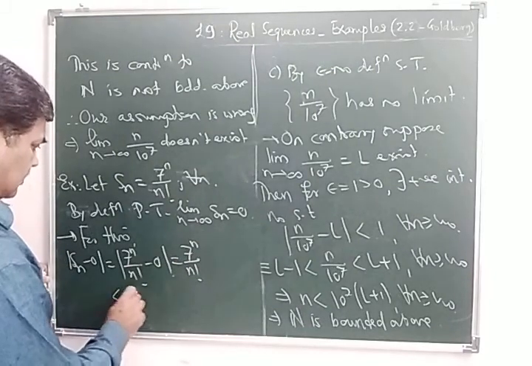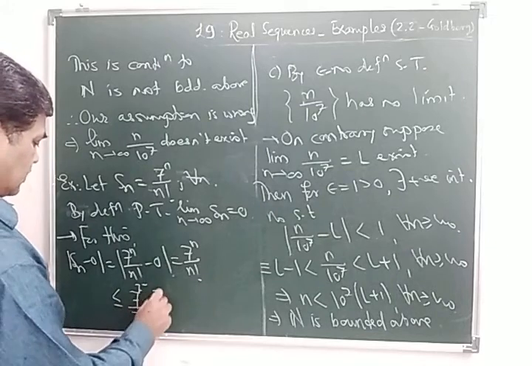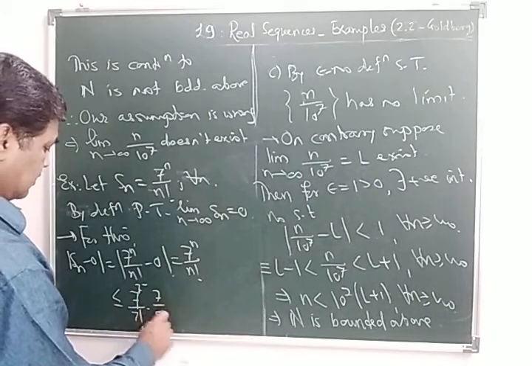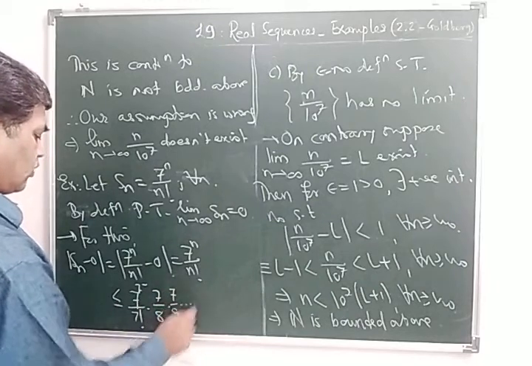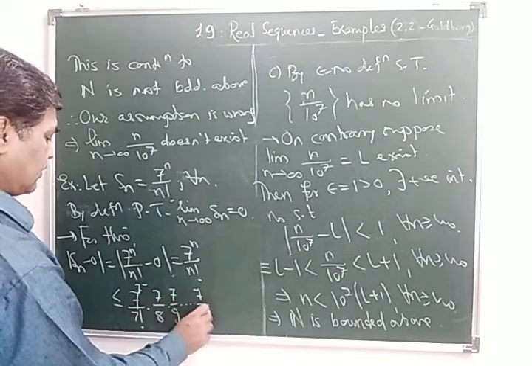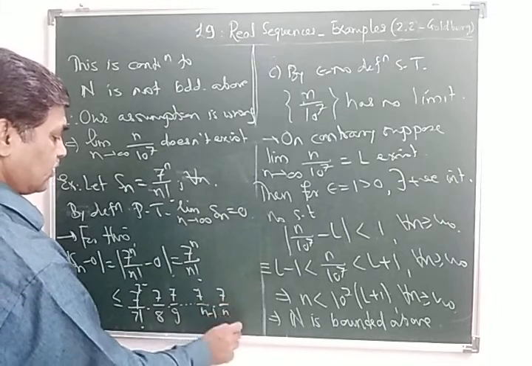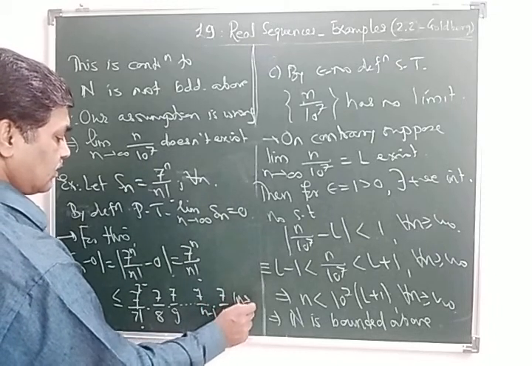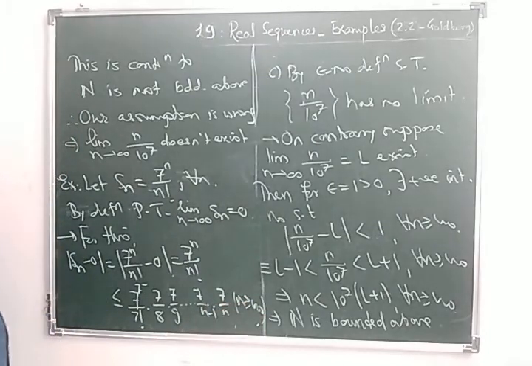which is less than or equal to 7 raised to 7 upon 7 factorial into 7 upon 8, 7 upon 9, and so on, 7 upon n minus 1 into 7 upon n, for any n greater than or equal to n naught.